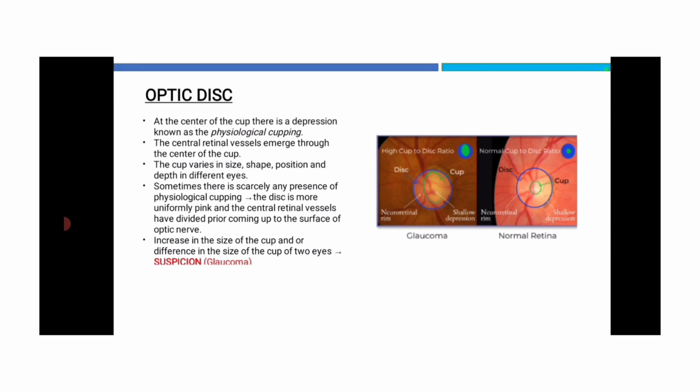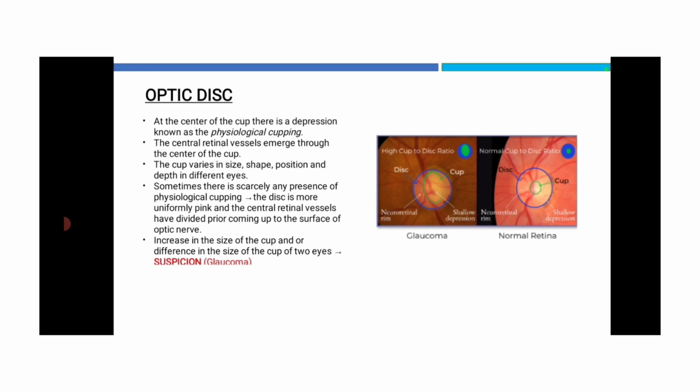Now let us take a look at the image on the right. The normal optic disc has a small and shallow cup with a healthy neuroretinal rim around it. In glaucoma, the cup is enlarged, leading to a high cup to disc ratio, which is a key indicator of the optic nerve damage. That's why early detection of these changes is critical for diagnosing and managing glaucoma before it causes irreversible damage.